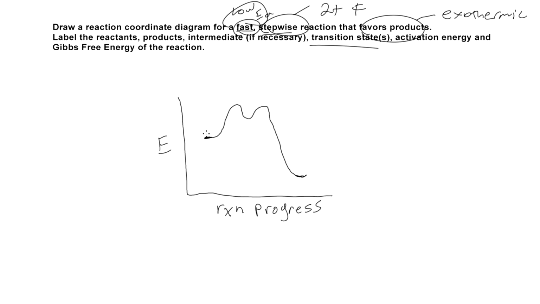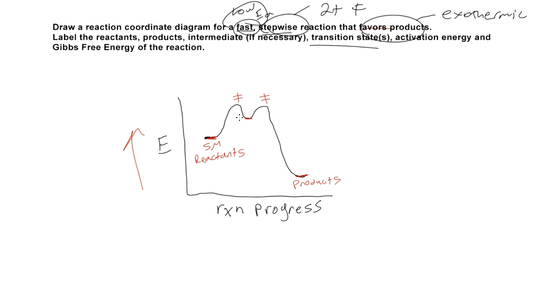So the first thing we need to do is label the reactants or starting material, and that's going to be here. So I'm going to put SM for starting material. We could also put reactants. Either one works. And then over here on this side we have our products. And like I said, they're going to be lower energy because it's exothermic, favoring products. That means they're going to be lower than the reactants, because energy increases in this direction up. And right here at this top hump we have one transition state and another transition state.